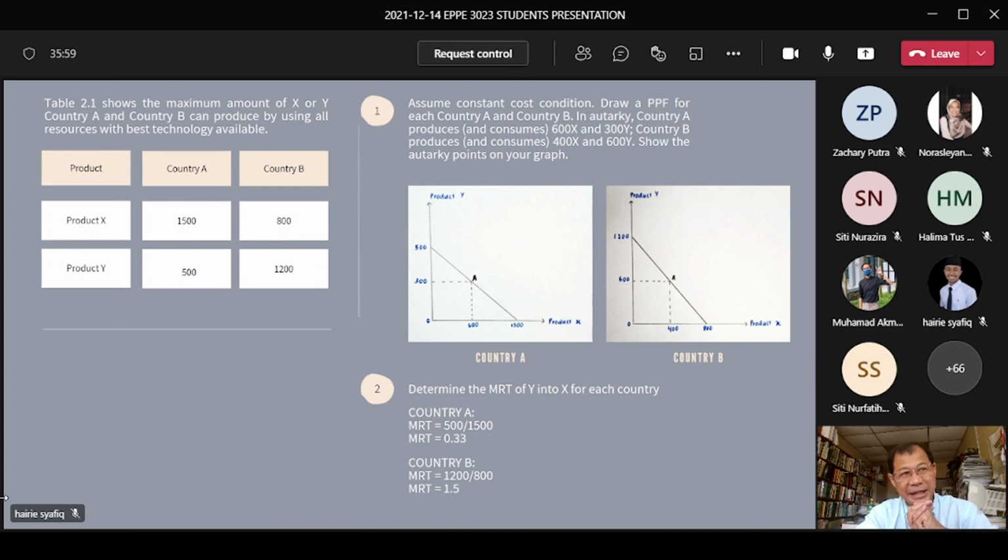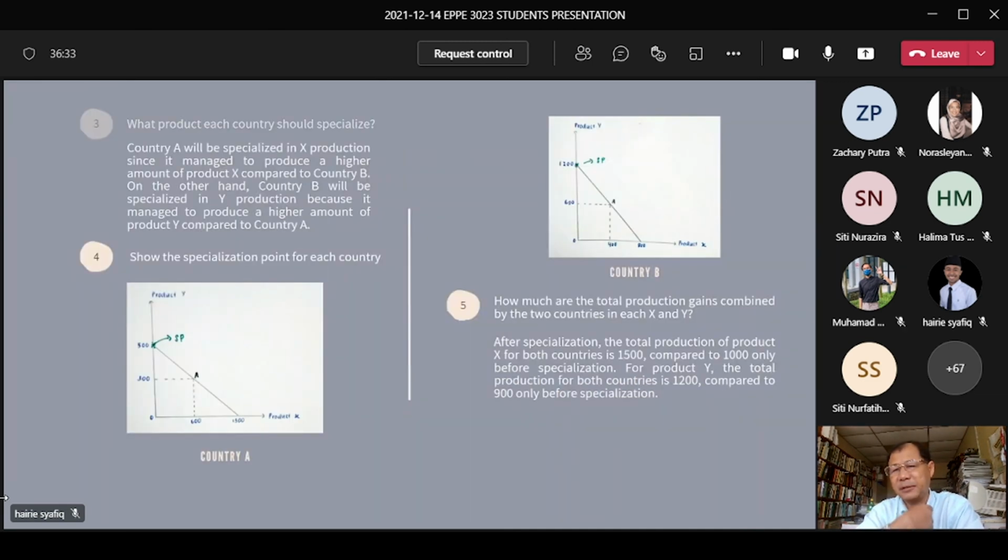The production gain will be 500 of product X and 300 of product Y. So you have to check again. That's the production gains for both countries. So move on to B. Okay, proceed for B.